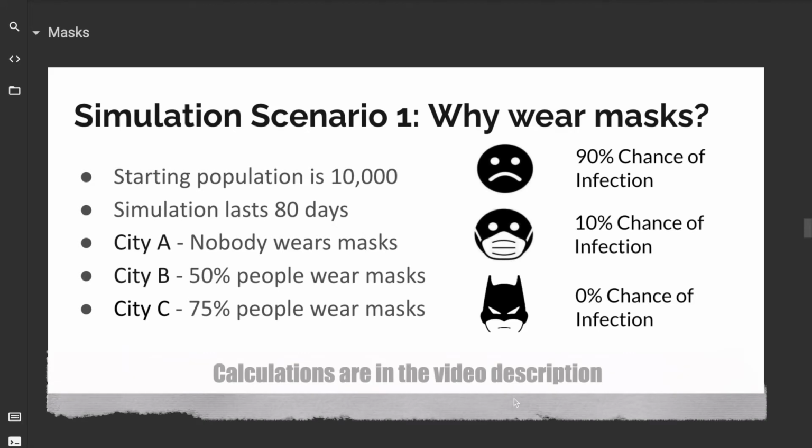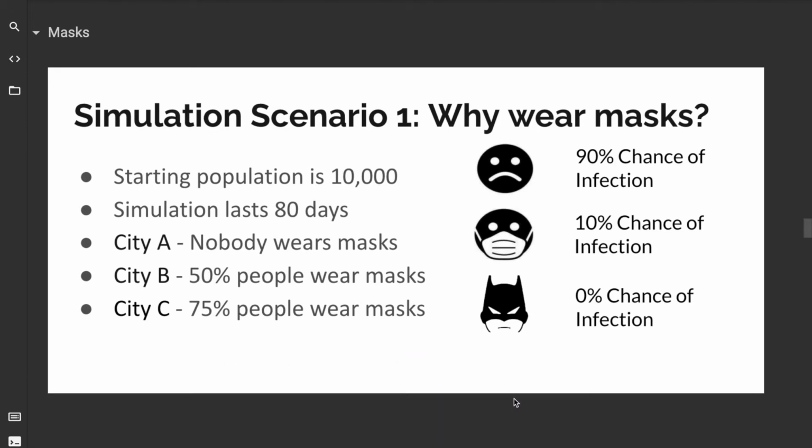The probability of transmission of COVID through an N95 mask is 10%. So if two people are wearing those masks, chances of transmission go down to 1%. So guys, unless you're Batman, wear masks properly. So let's see how masks affect things in a simulation.